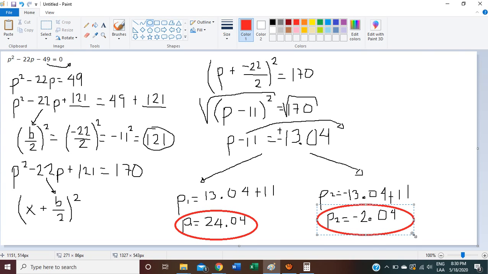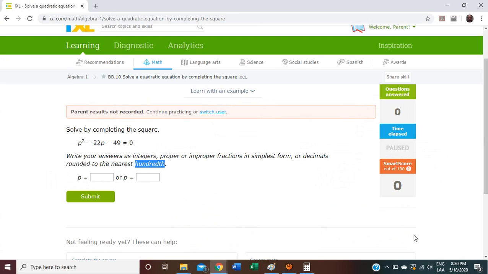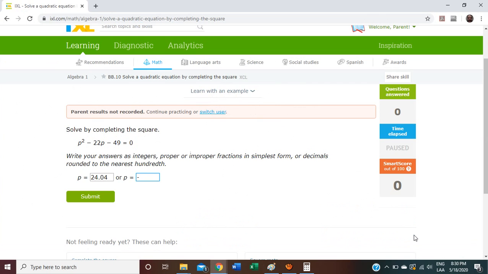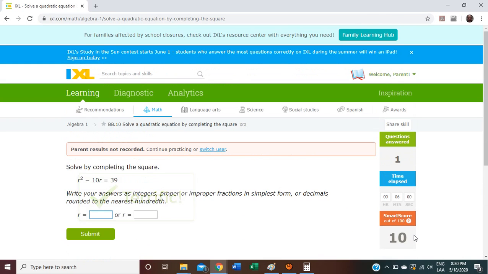24.04. Let's check our answers. 24.04 and negative 2.04. We submit our answer, and terrific. I know that I am terrific. Okay, now we have this other one.